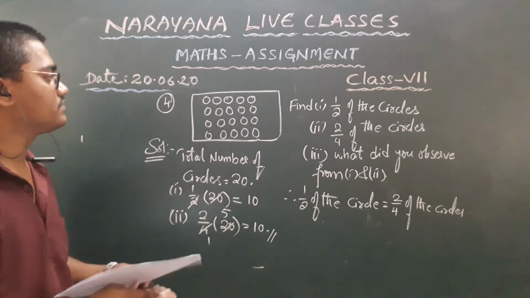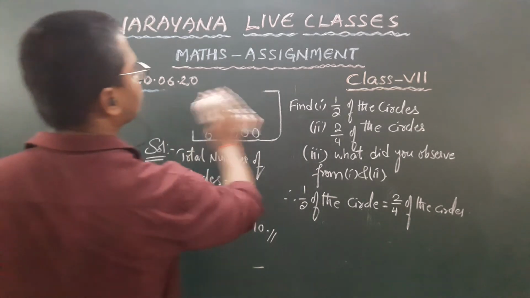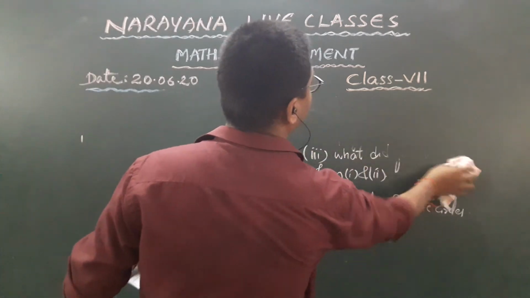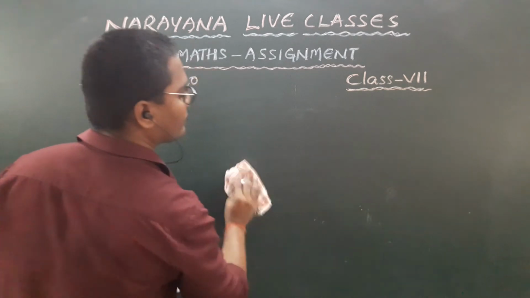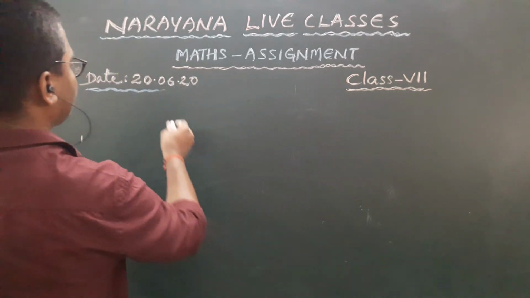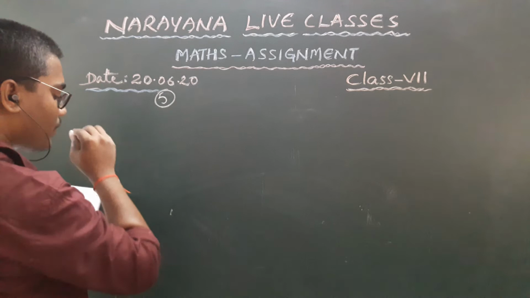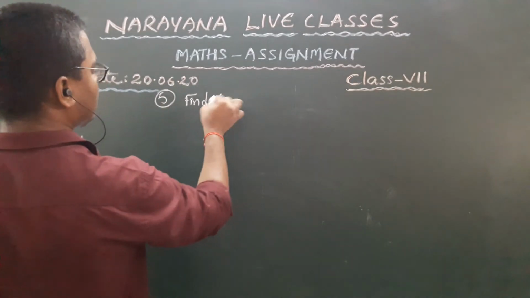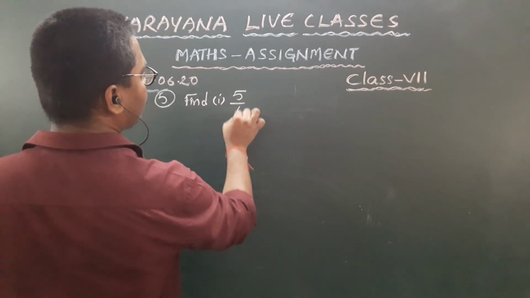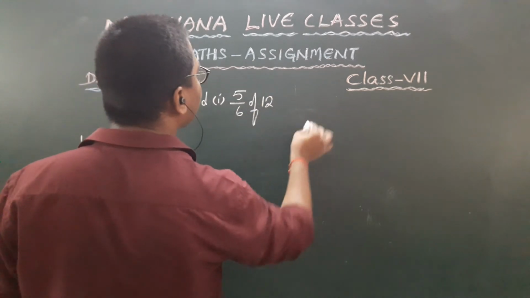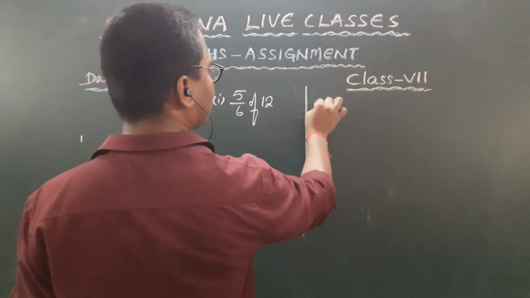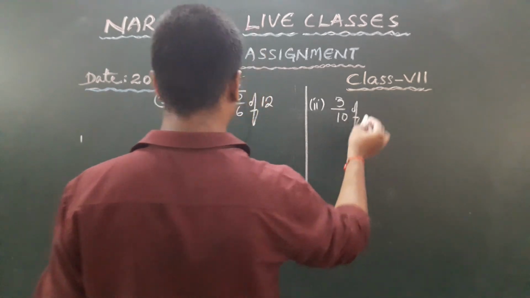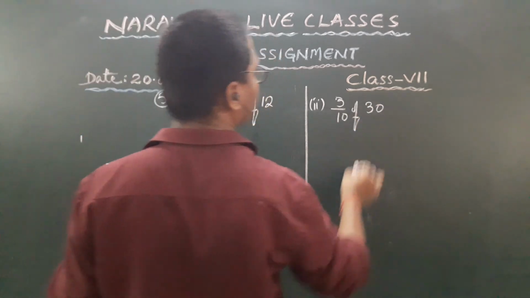Now coming to the last question for the session, children, that is the fifth question. I hope it is clear to everyone, children, up to here. Now the fifth question, the question is find, first one 5 by 6 of 12, and the second one is 3 by 10 of 30. 3 by 10 of 30.